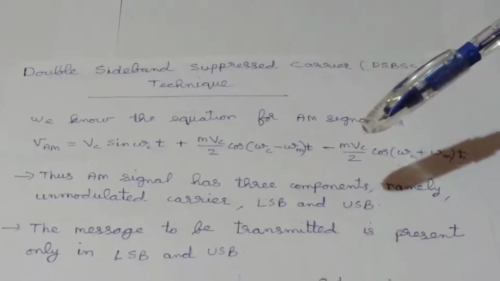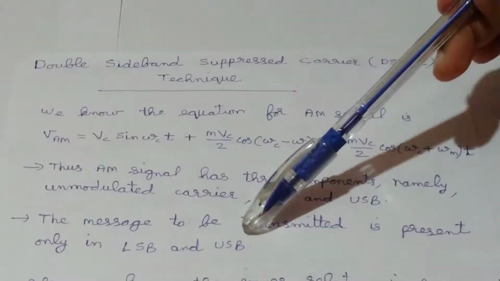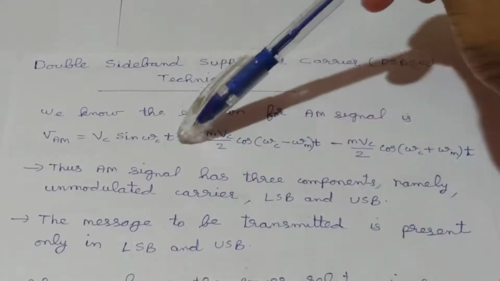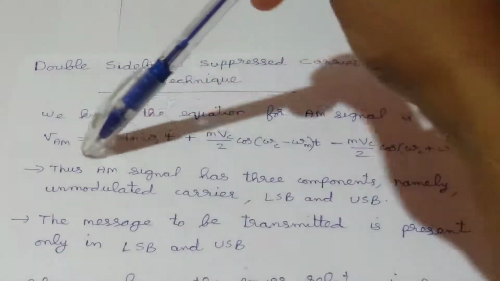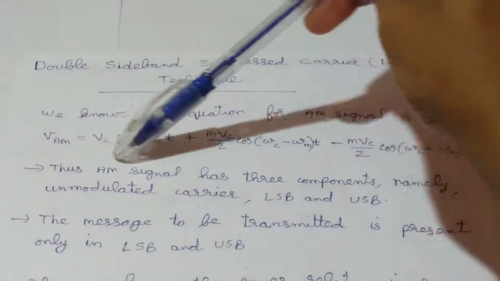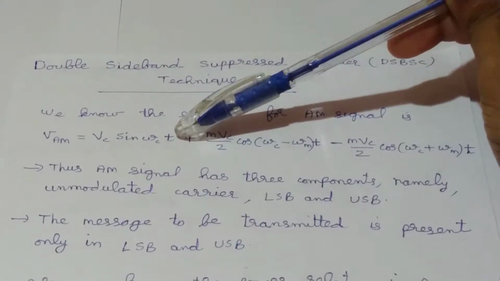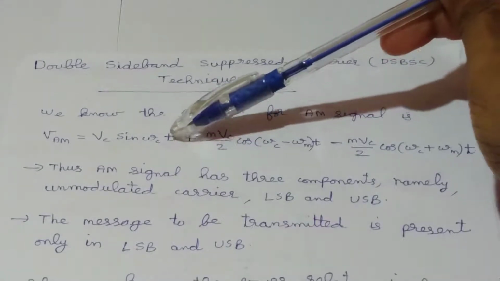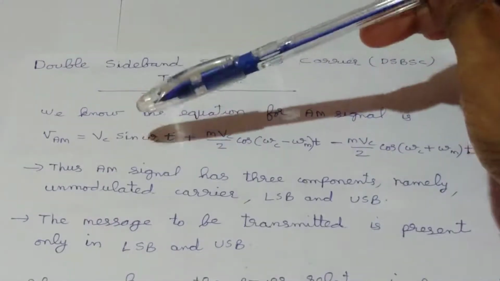Then the message to be transmitted is present only in the lower sideband and upper sideband components, because when we consider these three components, the first component is the unmodulated carrier component, and we can see that in this component there is no modulating signal part present. Our modulating signal or information signal is Vm sin ωm t, and we can see that the modulating signal is not present in this component. This component is purely a carrier component.